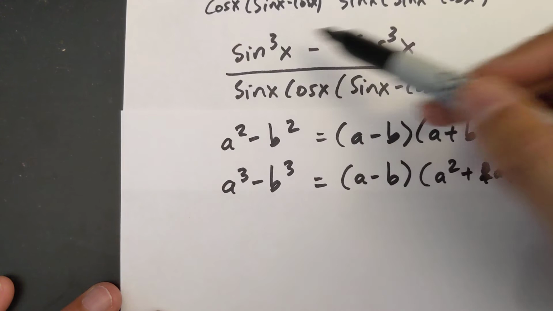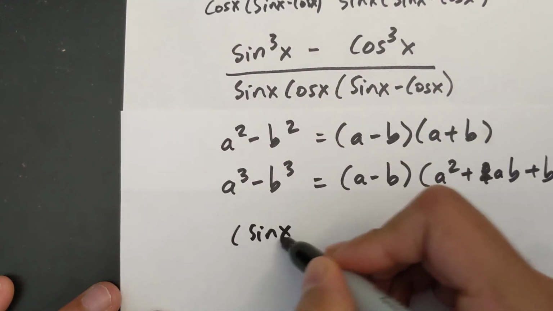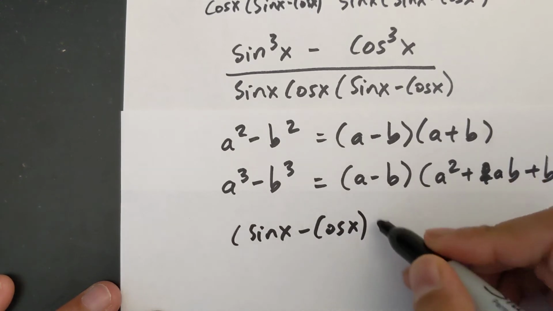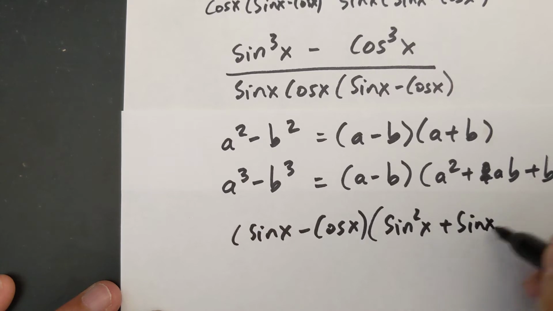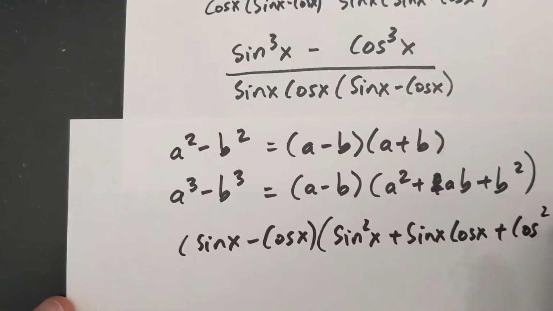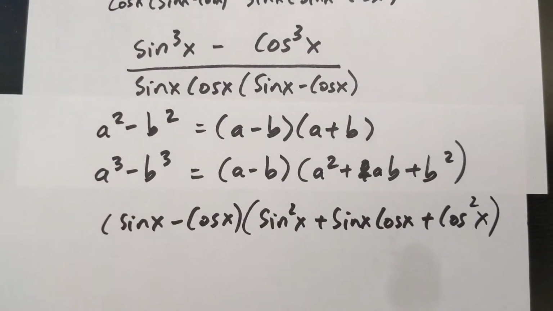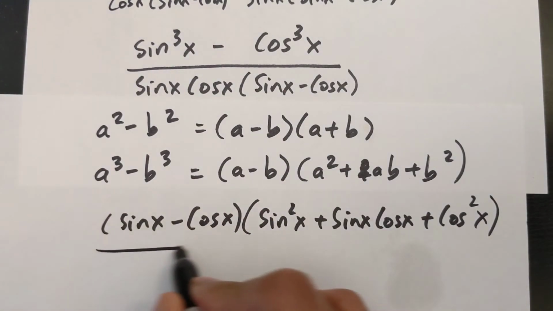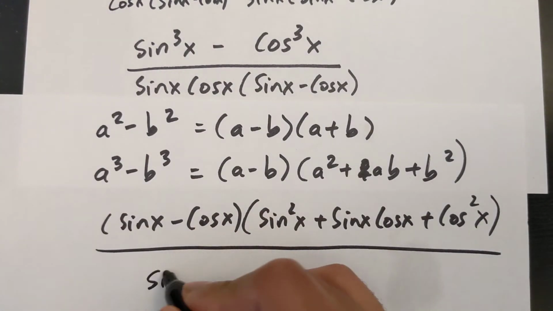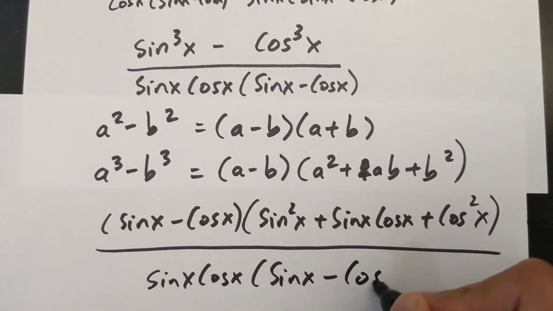Okay, so I have sine cube minus cos cube, so I'm going to turn that into sine x minus cos x, sine square x plus sine x cos x plus cos square x. Okay, so basically that top turns into this top, and then the bottom is just the same, sine x cos x, sine x minus cos x.